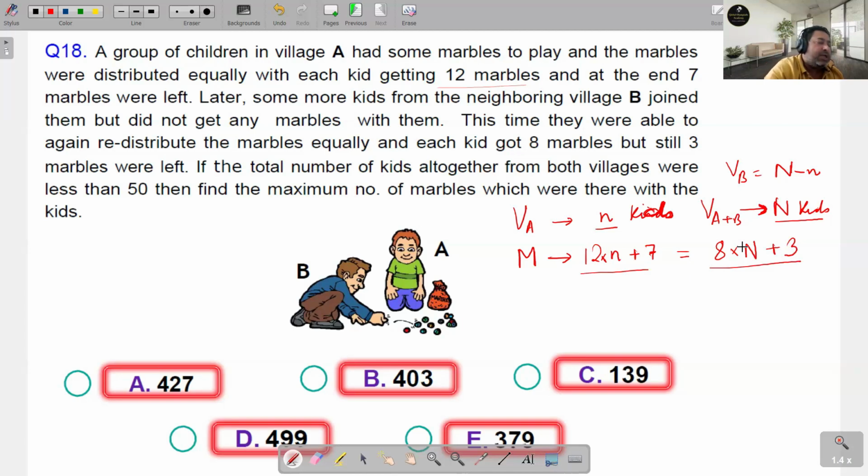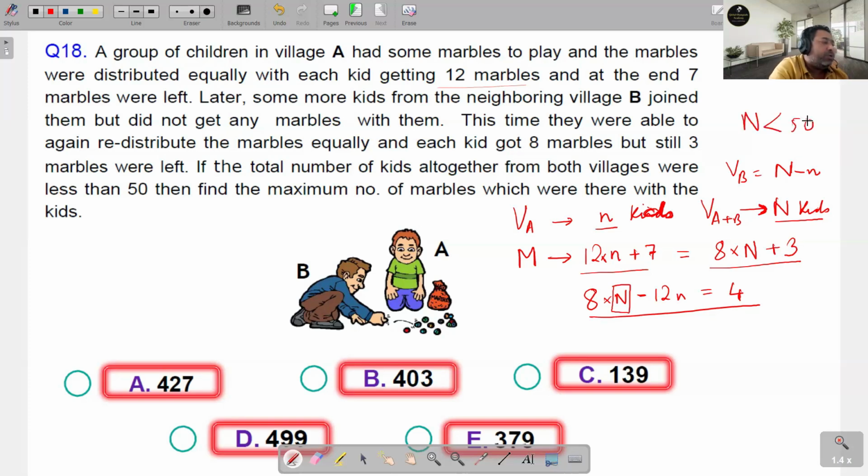Now, we need to understand in this case that if we do 8 times N minus 12 times n and bring the constants on the other side, it will become 4. Right? So we have an equation here, where n and N are the number of kids, so they are integers, and we need to satisfy this equation. There is another restriction here saying that the total number of kids altogether were less than 50. So your N here is less than 50.